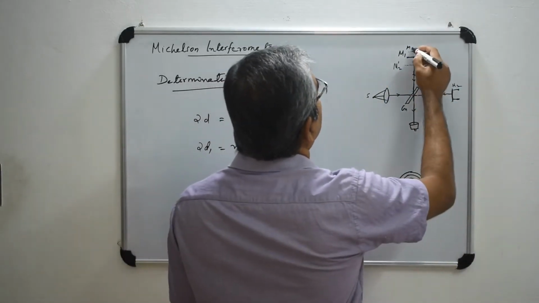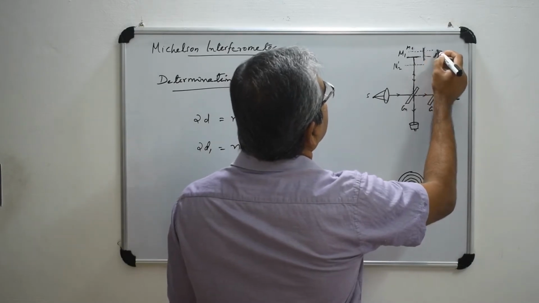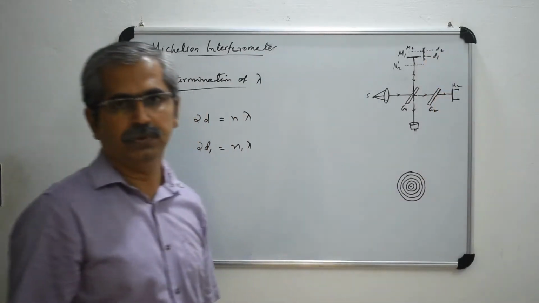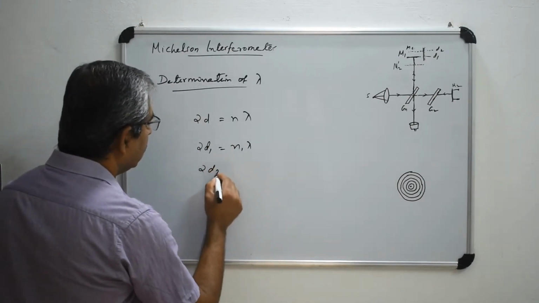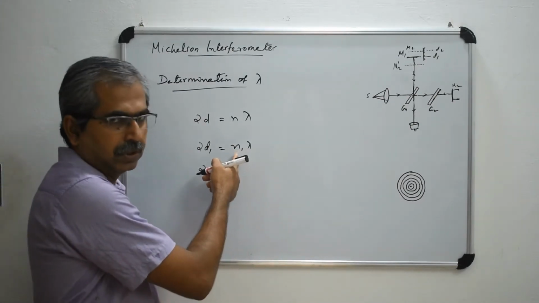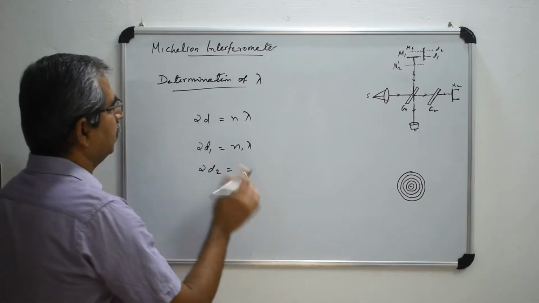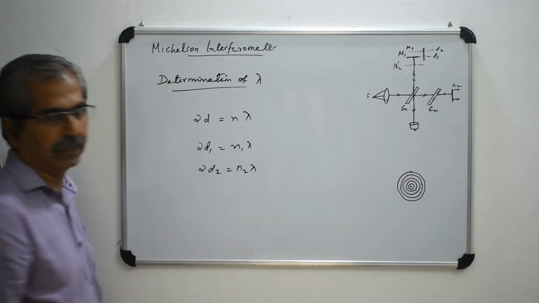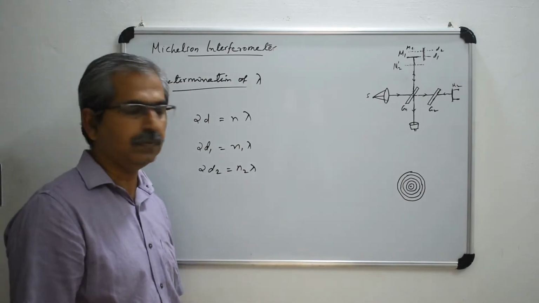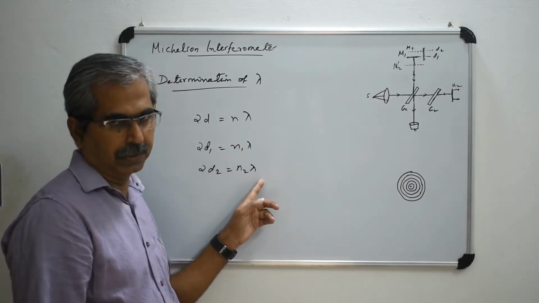M1 is now here, and the corresponding reading is D2. Now we can write 2 D2 is equal to N2 lambda, since this number should have changed. Definitely that will be changed.